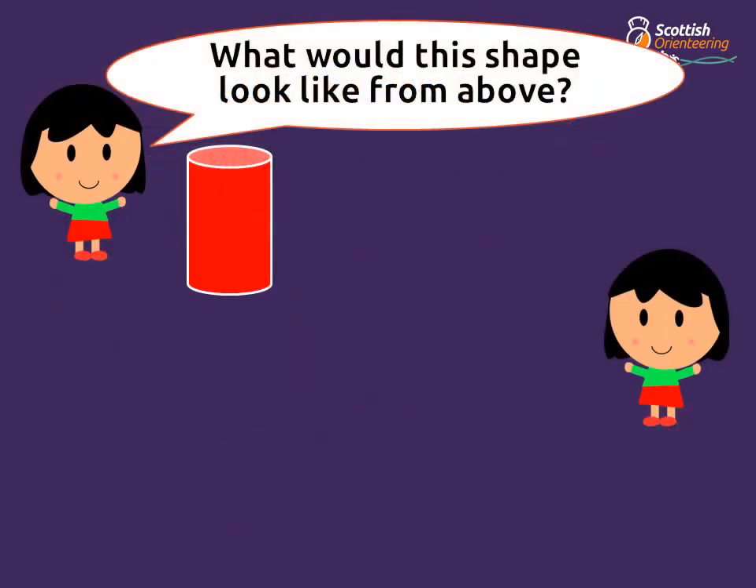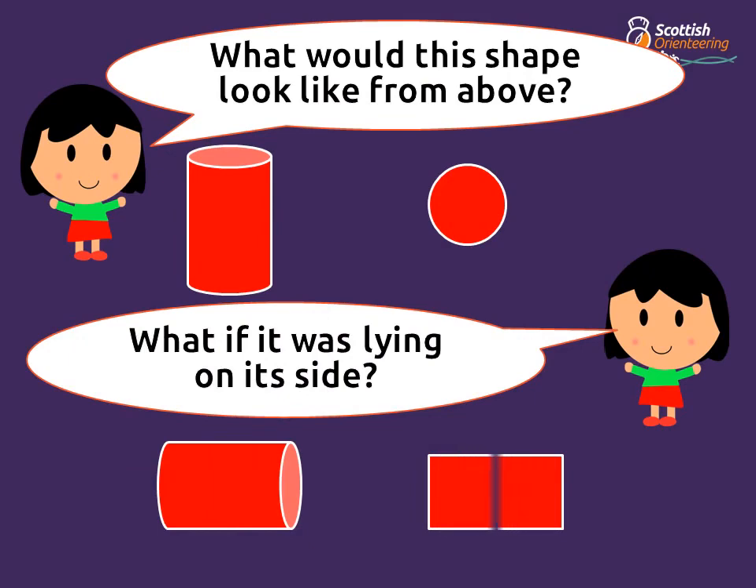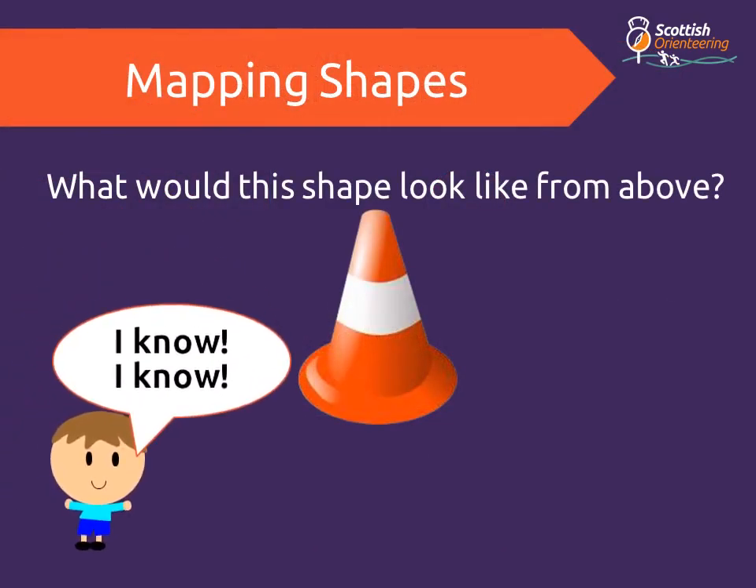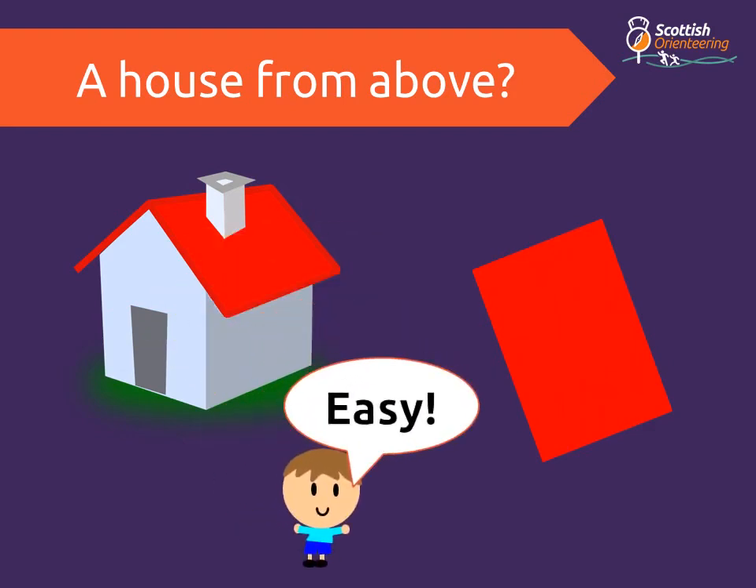What about this tube or cylinder? That's right, it would look like a circle. But what if we turn it on its side? It now looks like a rectangle. And what about the cone from above? It will simply look like a circle. Even a much more complicated shape like a house will still just look like a rectangle from above.